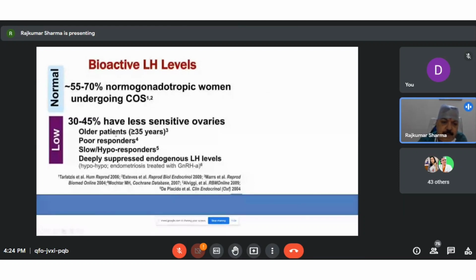Older patients, more than 35 years, or those who are poor responders, or those who are slow or hyper responders, or those patients who are deeply suppressed by long protocol in cases of endometriosis. So this group of patients would behave differently on agonist or antagonist protocol, and let's see what happens to them.